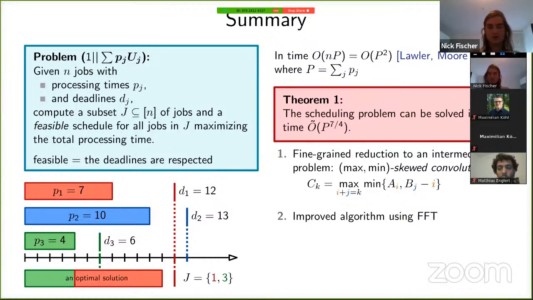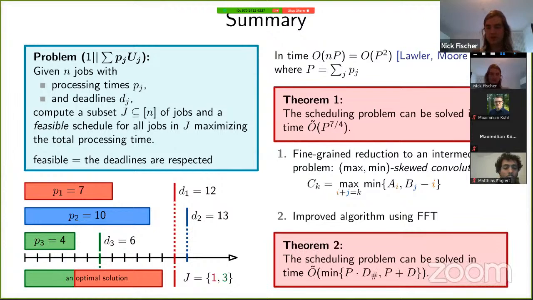We also have another theorem which solves the scheduling problem in another regime, parameterized in these other parameters D sharp and D, which are also very natural. But let me not give you any details here. Okay, that's about it for the summary.